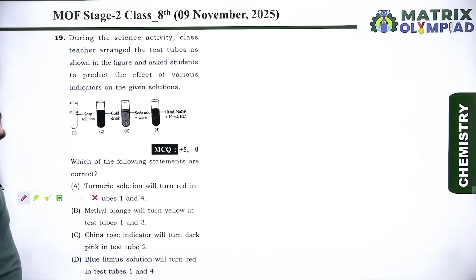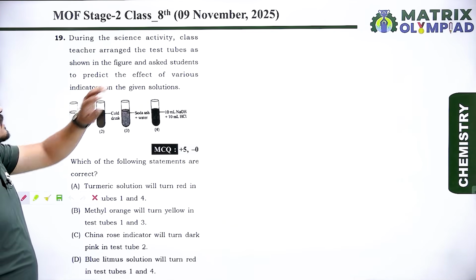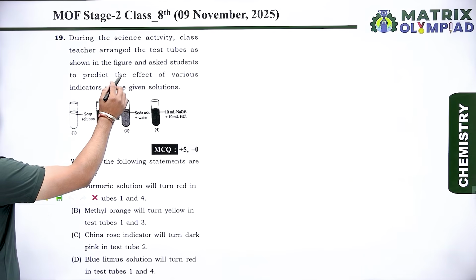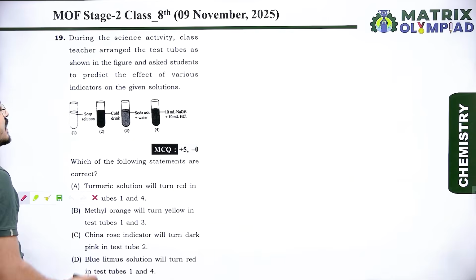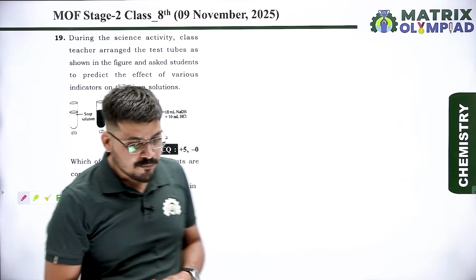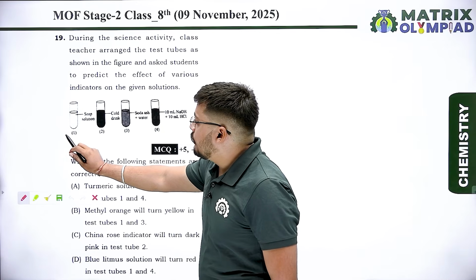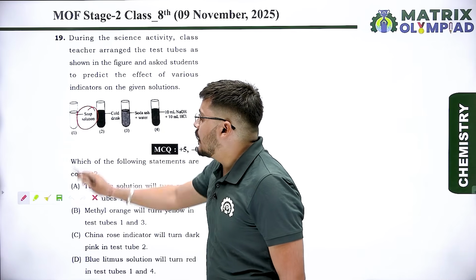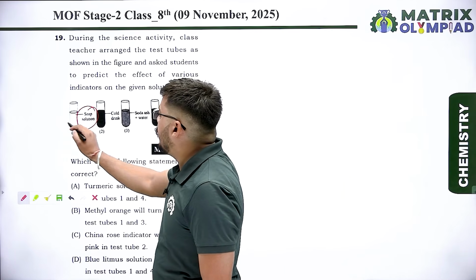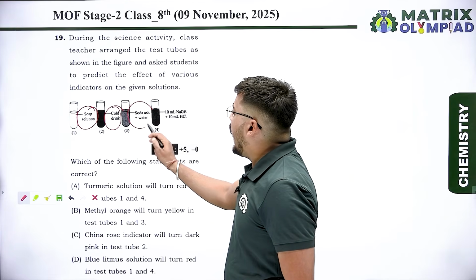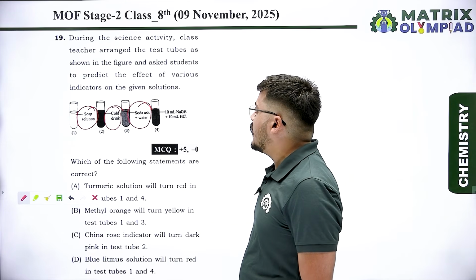In question number 19, during the science activity, the class teacher arranged the test tubes as shown in the figure and asked the students to predict the effect of various indicators on the given solutions. Here, the activity is given. In the first test tube, there is a soap solution, and soap solution is a base. Cold drink is acidic in nature. Soda ash with water is basic in nature.